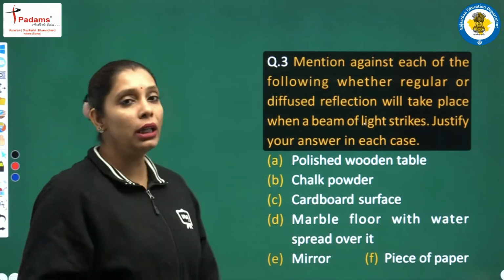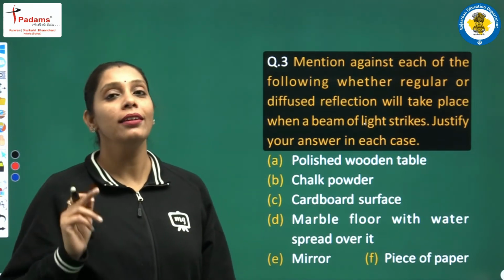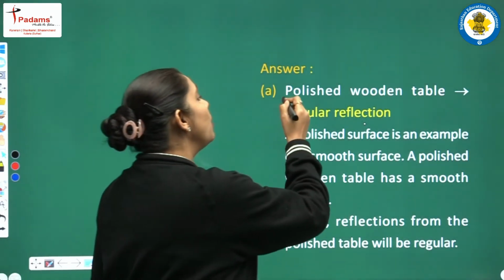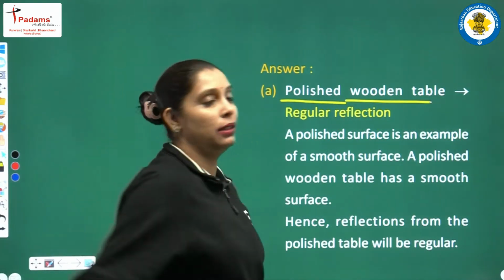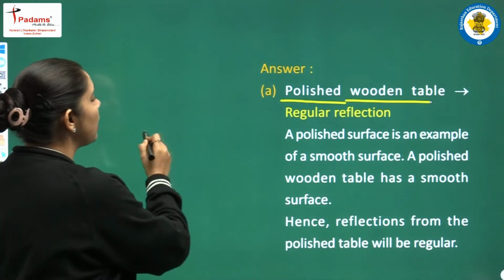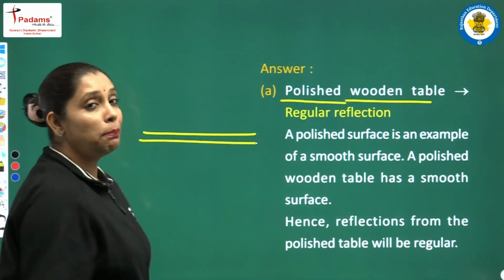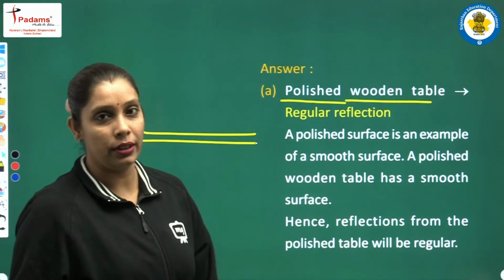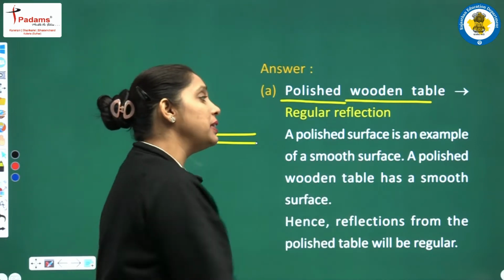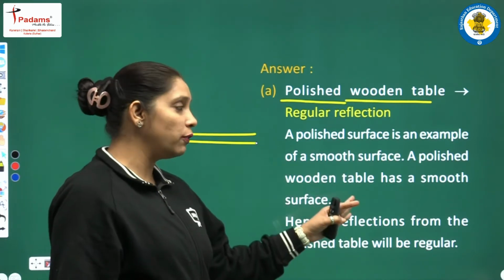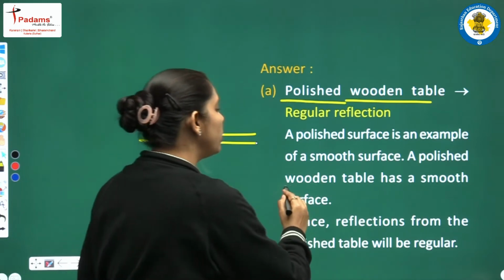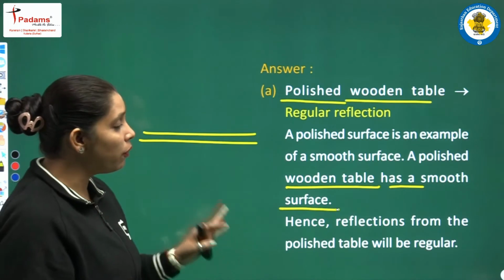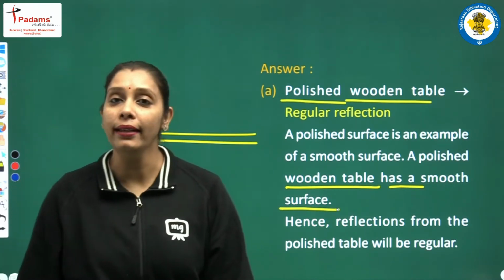So one by one we will give our answer with reason. Okay, so the first one is a polished wooden table. Look, it is a polished surface, which means how is it? Smooth. That means what kind of reflection will be here? Regular reflection. Okay, a polished surface is an example of a smooth surface. A polished wooden table has a smooth surface. Hence, reflection from the polished table will be regular.